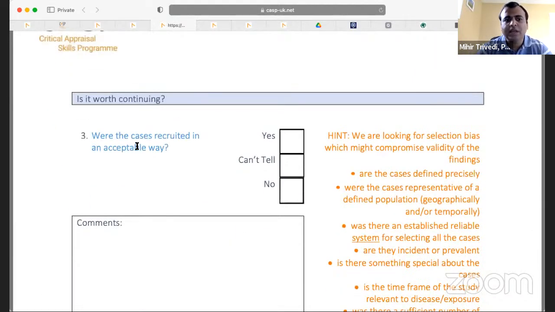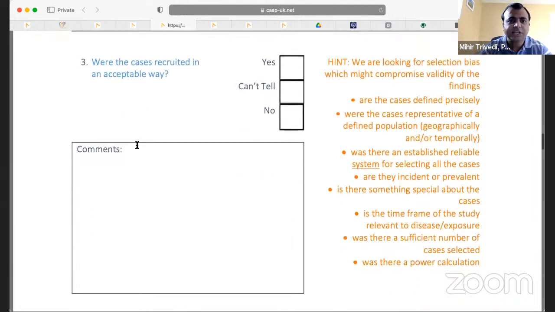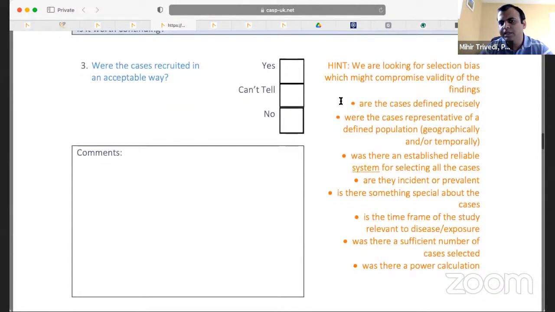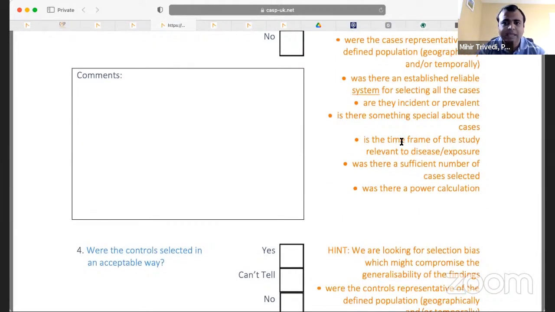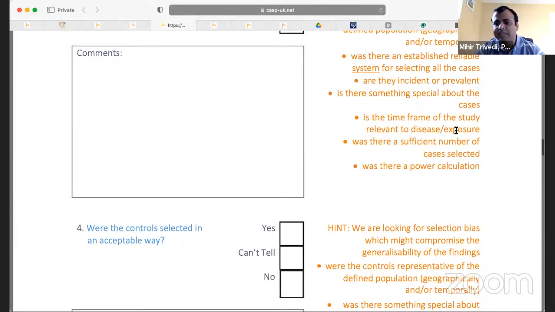Is it worth continuing? Were the cases recruited in an acceptable way? There are some hints over here next to it. We are looking for selection bias, which might compromise the validity of the findings. Are the cases defined precisely, and are the cases representative of a defined population? So again, was there an established reliable system for selecting all the cases? Is the time frame of the case study relevant to disease or exposure? Was there a sufficient number of cases selected? Was there a power calculation done?